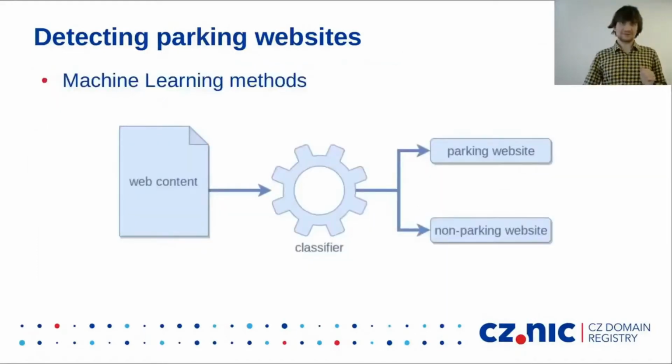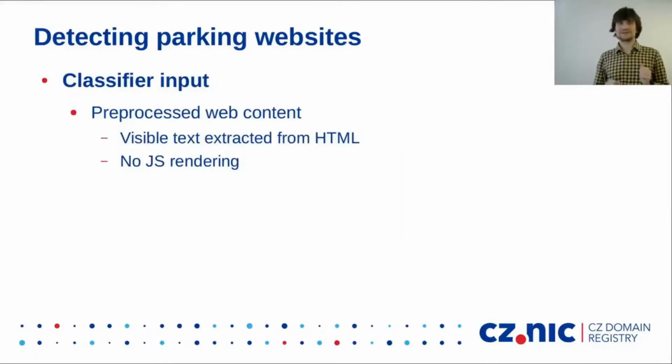So in order to detect such parking websites, we developed a machine learning classifier. The input for our classifier was the web content provided by the DNS crawler. It was preprocessed. We simply extracted visible text from HTML, but we didn't do JavaScript rendering. So it was just based on the text that we were able to get using the DNS crawler.